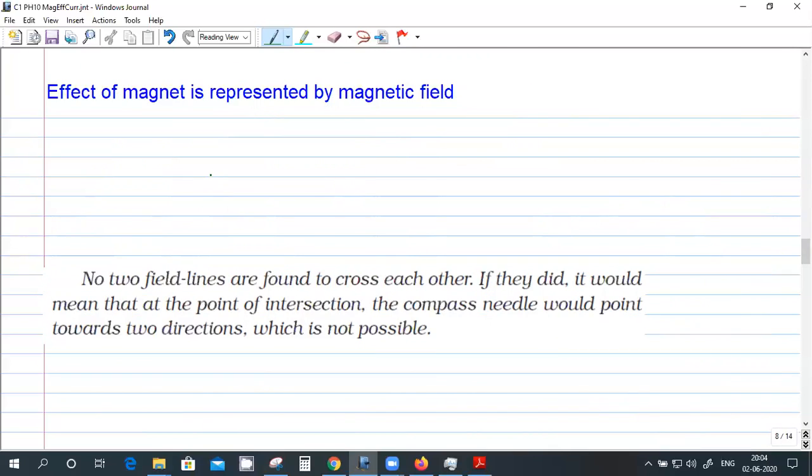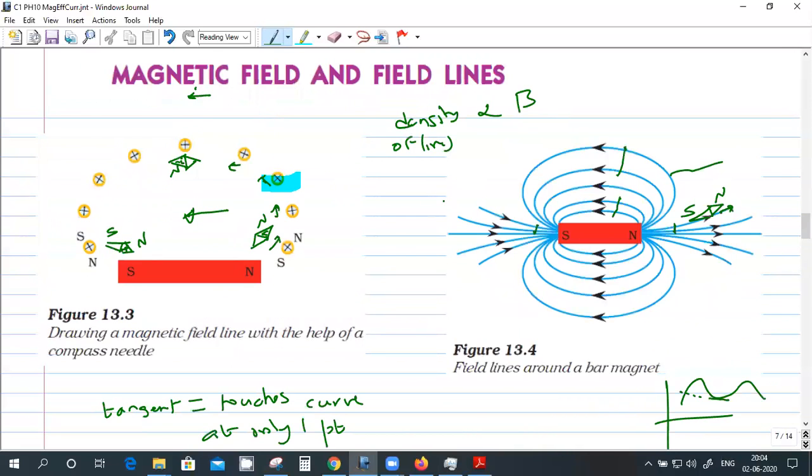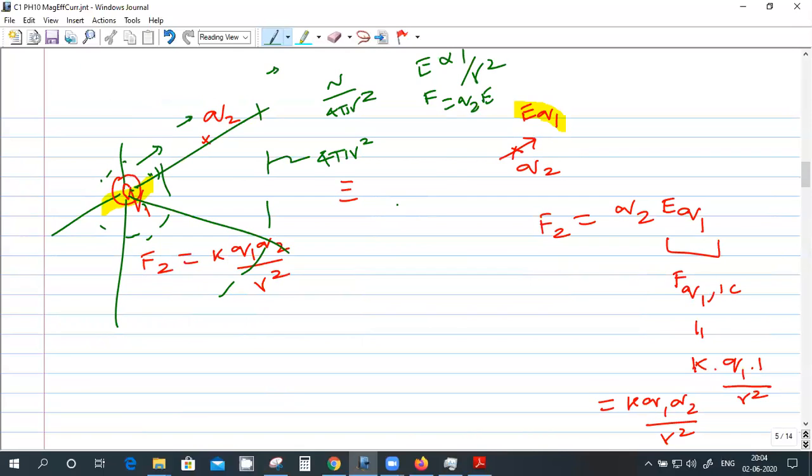And no two field lines are found to cross each other. Suppose I want to draw the electric field line due to this charge Q1. I have to take a unit charge, 1 coulomb, and find the force on it. The force direction will be like this, and the force direction here will be like this. Here it becomes smaller. And I draw a curve which is tangent to all these vectors. So that will be like this, right? And this is a field line, same as this one.